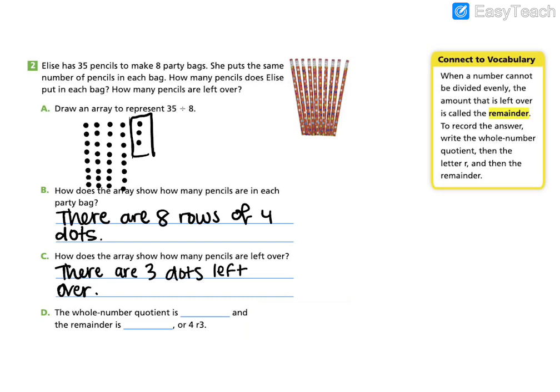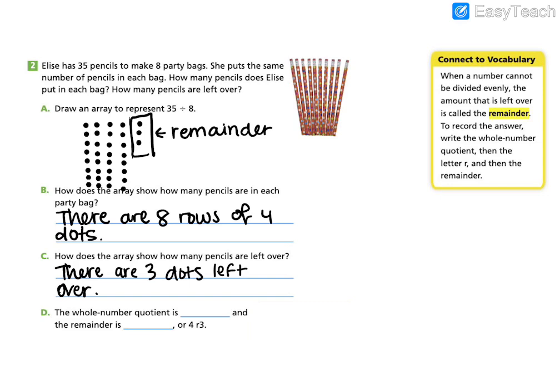So now let's take a look over here at our vocabulary. When a number cannot be divided evenly, just like this, we had some left over. They didn't fit in this array. The amount that is left over is called the remainder. So let's go ahead and label that on our picture. These 3 are the remainder.